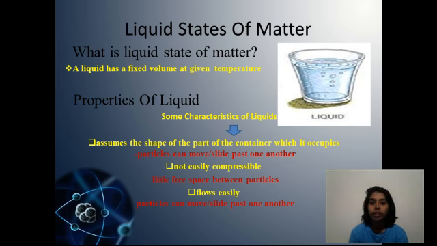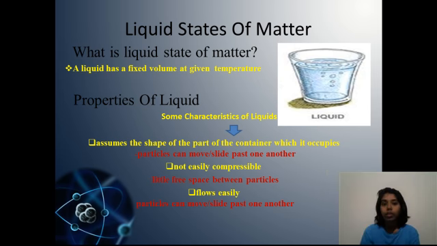Liquid states of matter. What is the liquid state of matter? A liquid has a fixed volume at a given temperature. Properties of liquids: they assume the shape of the part of the container which they occupy, because particles can move or slide past one another. They are not easily compressible, because there are little free spaces between particles. Lastly, they flow easily because particles can move or slide past one another.